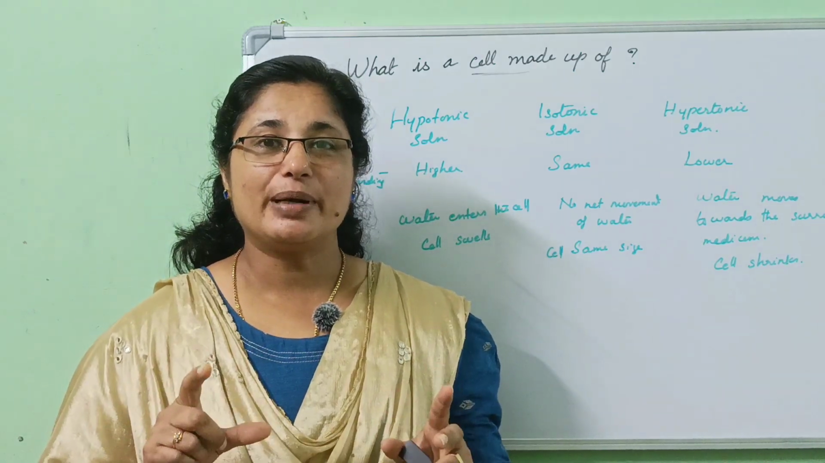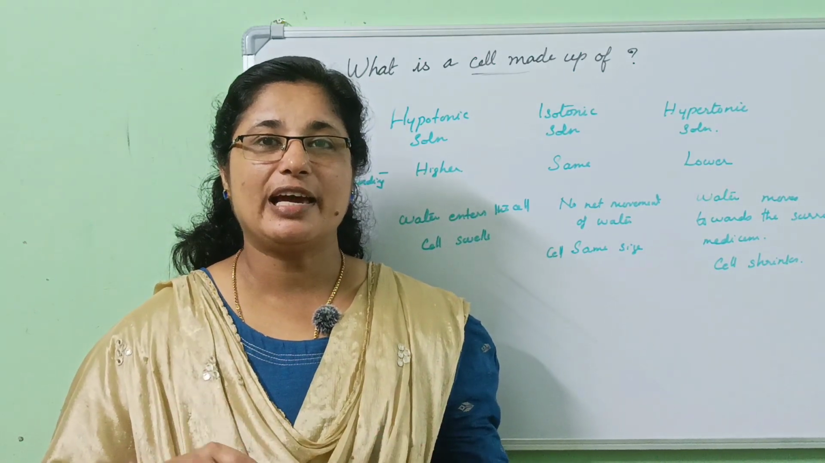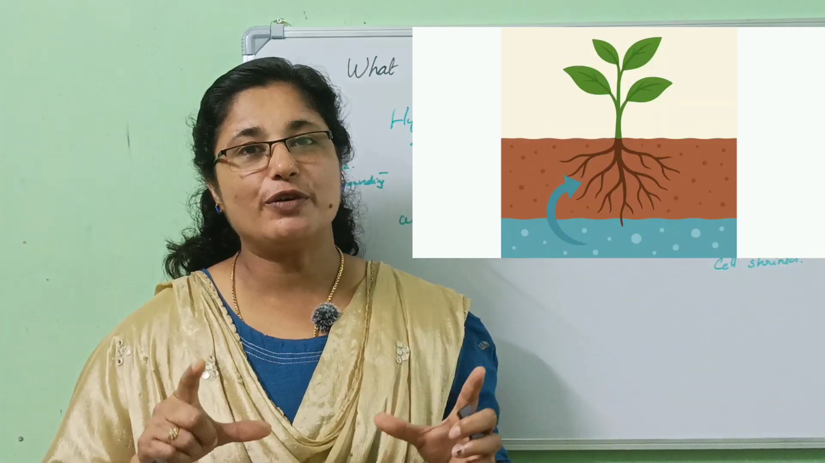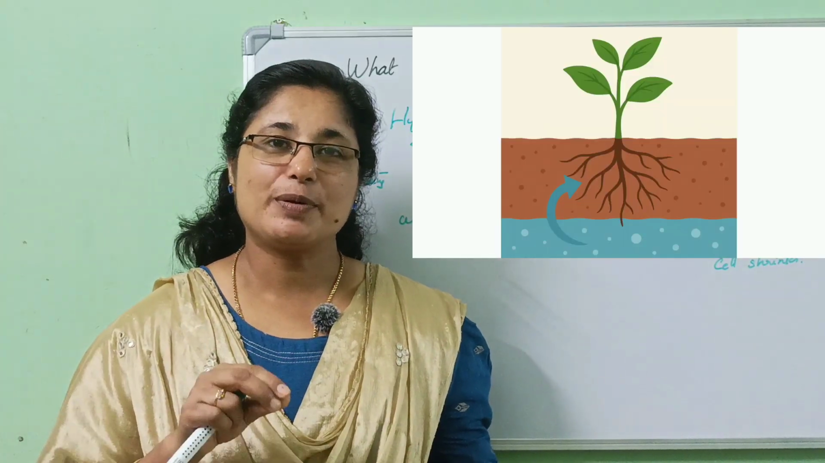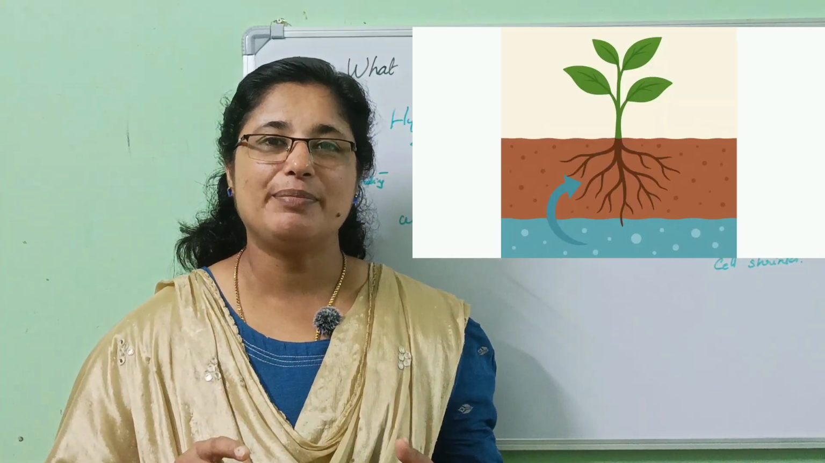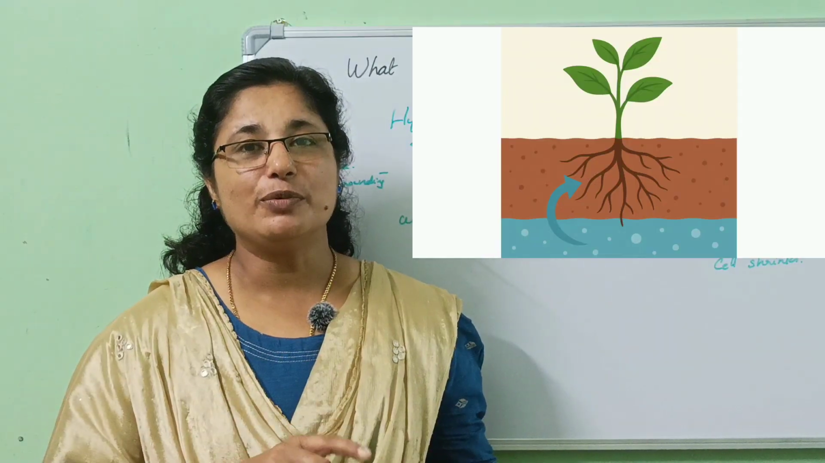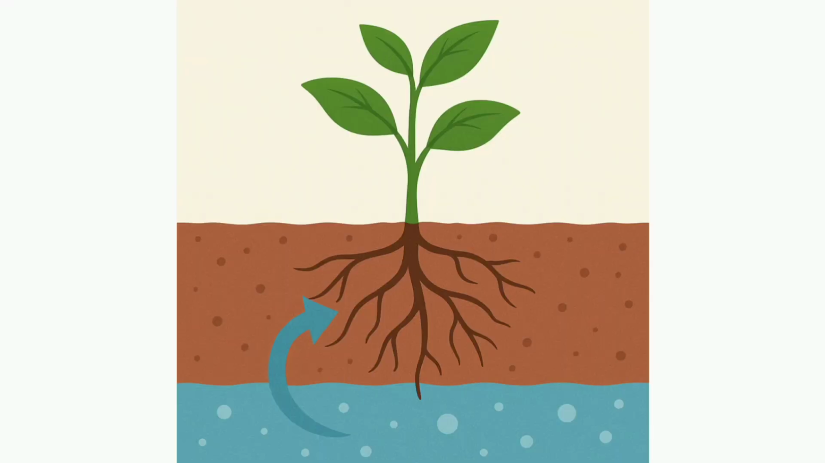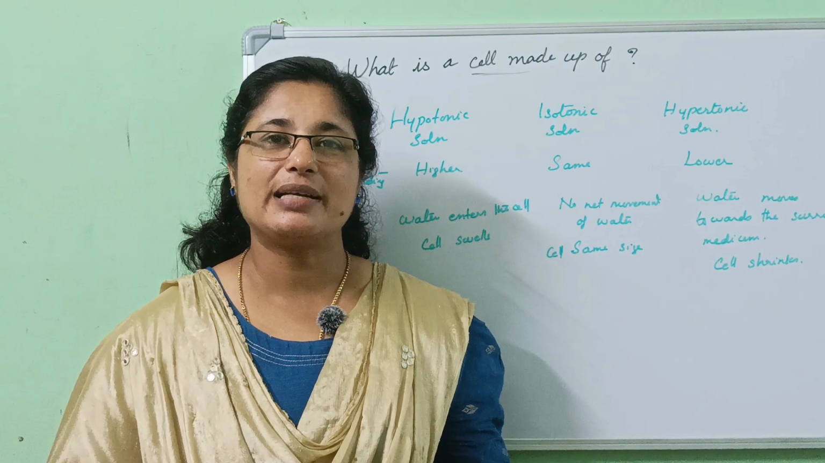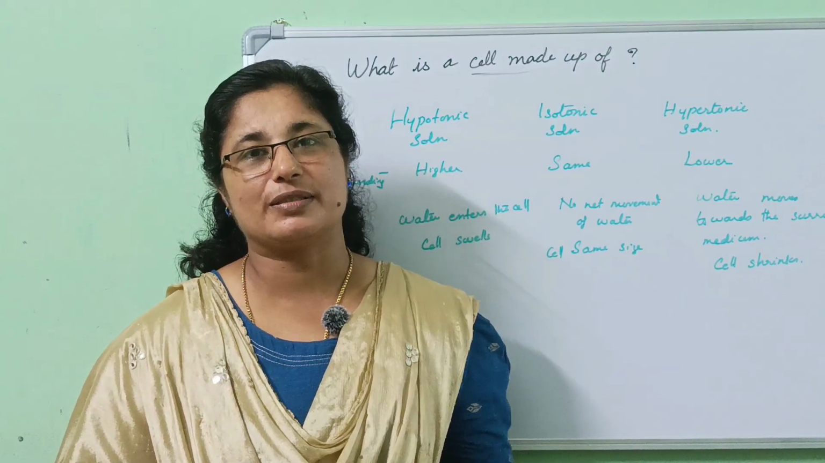A very common example of osmosis in everyday life is the absorption of water by plant roots. This occurs naturally because water moves from the soil to the plant cells. In the soil, the concentration of water is very high, and in the plant cell it is low. So water moves from the soil to the plant cells by osmosis.